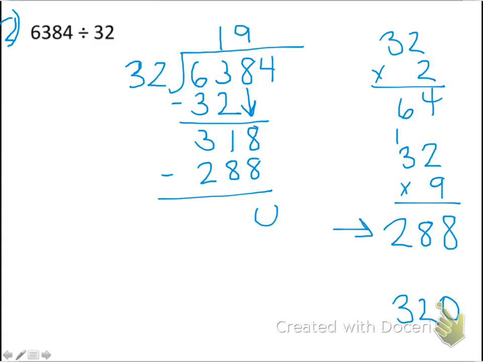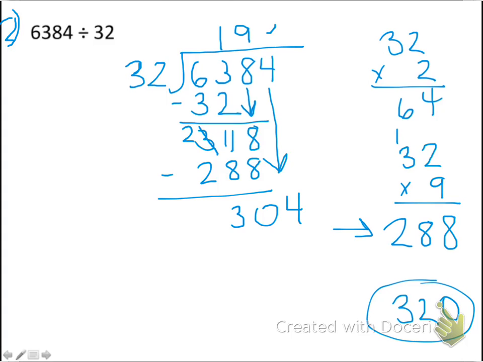Then we're going to subtract it. 8 minus 8 is 0. 1 minus 8 we can't do, so we need to borrow from this 3. 11 minus 8 is 3. And 2 minus 2 is 0. Great. Now we're going to bring down this 4. We don't need to do it all over again because we know that 304 is bigger than 288, but still smaller than 320. So 32 is going to go into 304 9 times.